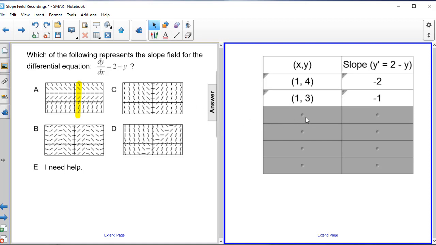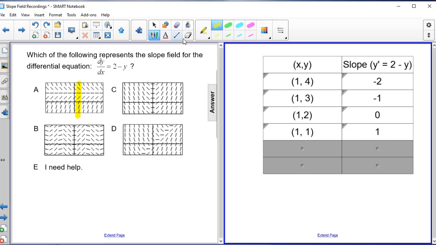It's a negative slope. As we talked about earlier, at the point (1, 2), that has a slope of 0. And along the line y = 2, I do have a slope of 0. Continuing on, at (1, 1), I have a slope of 1. And when I look at the point (1, 1), it's highlighted right there.